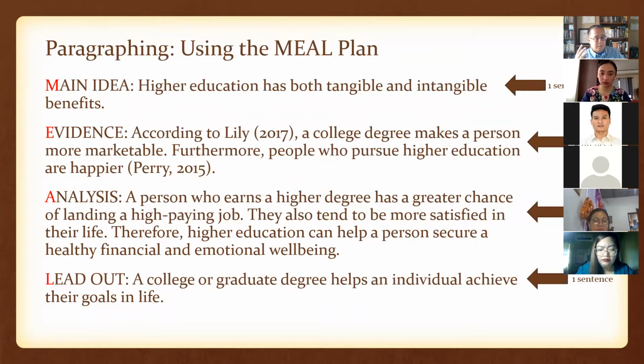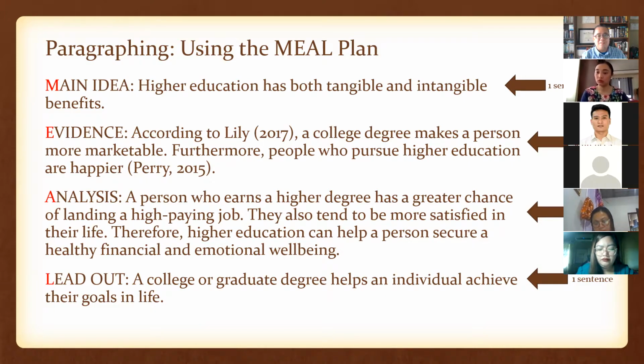So this is, for example, sa higher education kanina, ang main point na I want to say, higher education has both tangible and intangible benefits. For example, that is my main point. That is the main idea of my paragraph. It's only one sentence. It can be 2 sentences if you want to. Then ginamit ko na sina Lily and Perry. According to Lily, a college degree makes a person more marketable. Furthermore, these are transition words. Please make sure to use transition words. Hindi lang according to Lily tapos according to Perry. Ganun. Make it like a paragraph. Furthermore or in addition, ganun. Minsan pwede din kayong gumamit ng two contrasting evidence. That's fine too.